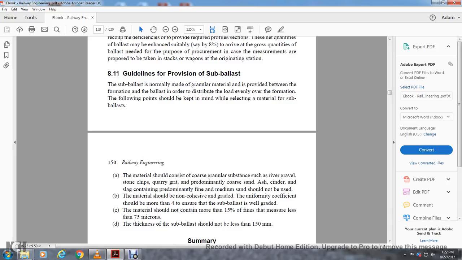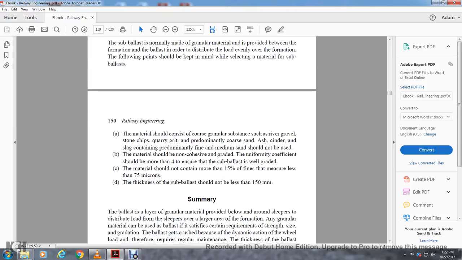Material should not become cohesive. It should be well graded, with a uniformity coefficient of not more than 4 to ensure the sub-ballast is well graded. Material should not contain more than 15% of fines of size less than 75 microns. The thickness of the sub-ballast should not be less than 150 millimeters.